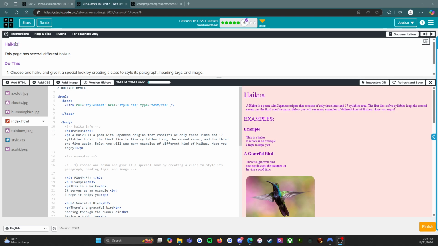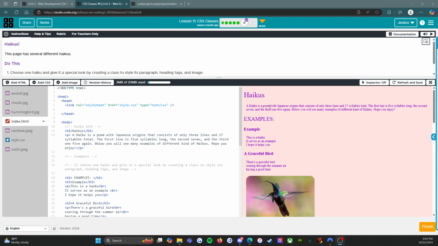So here we go. It says haikus! Exclamation point. This page has several different haikus. It really does. Do this. Choose one haiku and give it a special look by creating a class to style its paragraph, heading tags, and image. All right, so it says haikus.